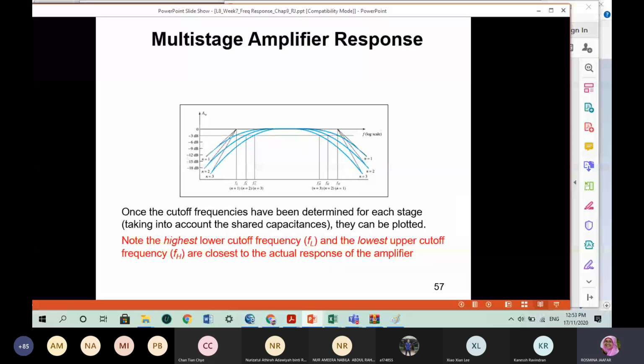So for a multi-stage amplifier, similarly, once the cutoff frequencies have been determined for each stage, to account for the shared capacitance, they can be plotted. Take only the highest lower cutoff frequency and the lowest upper cutoff frequency, which gives the closest response to the actual response of the amplifier. So you just take the internal envelope. That will give the actual performance. The external part will not be obvious, and the main influence comes from the internal envelope here.